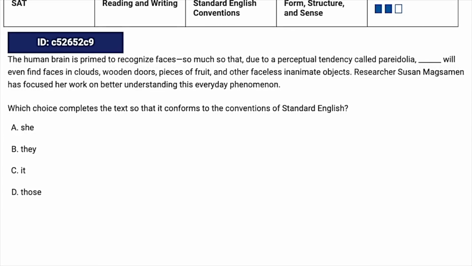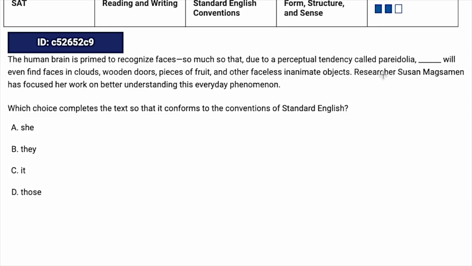All right, so that first one was obviously pretty easy, but now we're dealing with a medium question. And with the medium and hard pronoun questions, sometimes you're going to have to focus on, or rather not focus on, certain parts of the sentence. Here, for example, we've got: the human brain is primed to recognize faces, so much so that due to a perceptual tendency called something, blank will even find faces in clouds. So this is a little bit more complicated because we've got all this information between our antecedent and our pronoun.